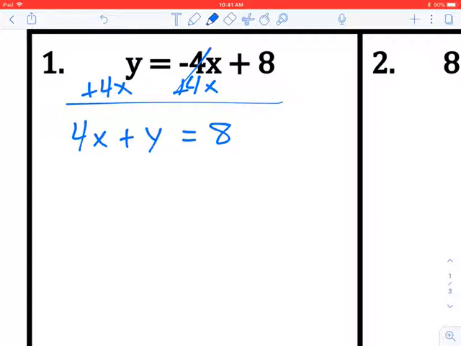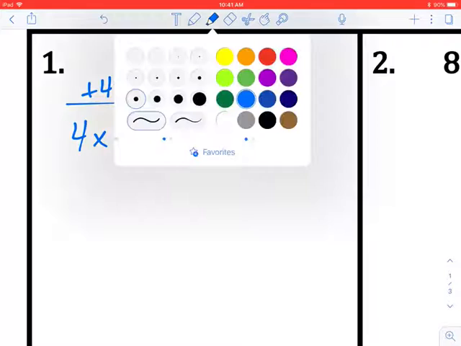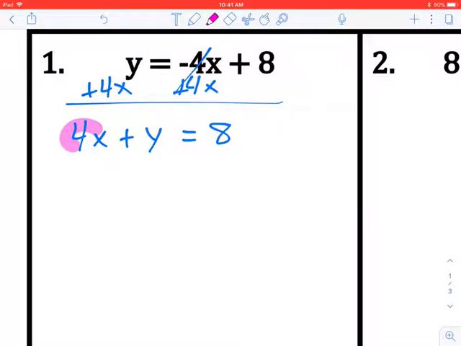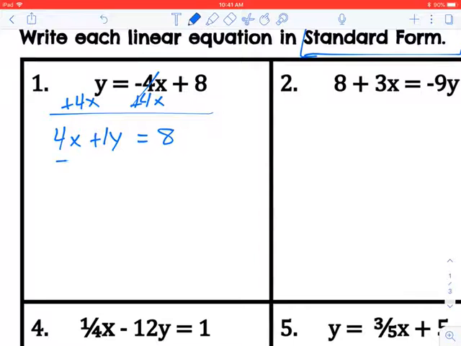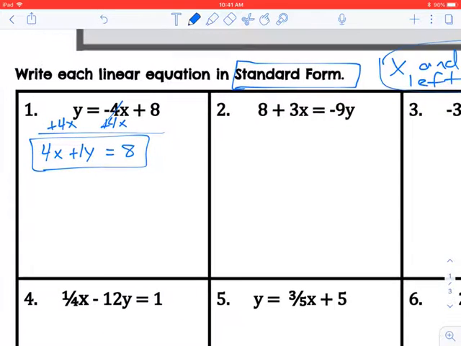Okay, so double check. We've got a positive in front, positive integer. This is an integer as well. It's an invisible 1, so if you want to put 1 there, you can. It's up to you. And then an integer on the last one. Okay? And so that's standard form. There's nothing else we need to do there. That's standard form. We're done.